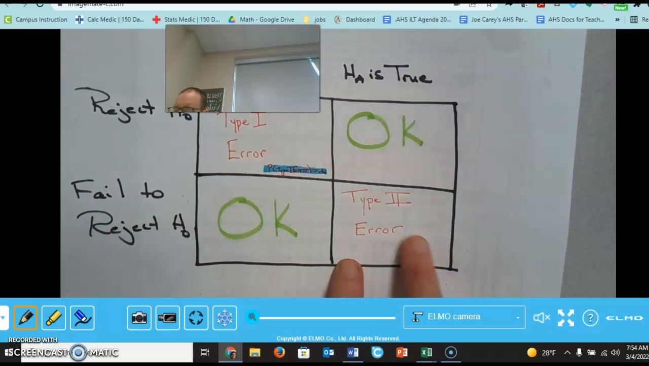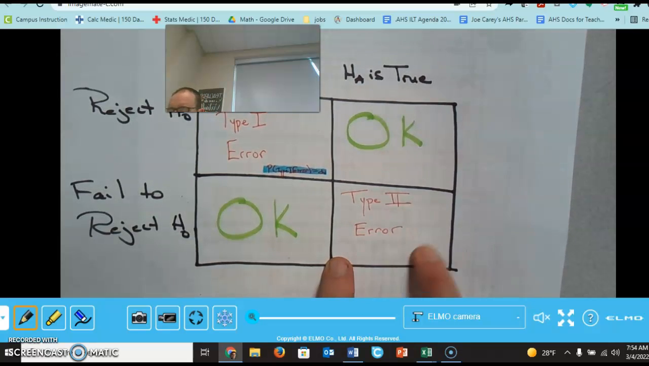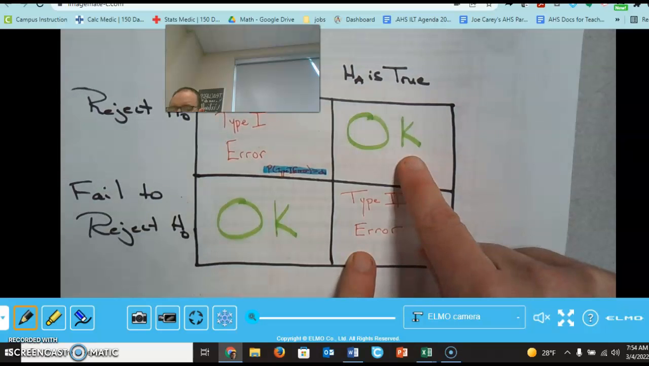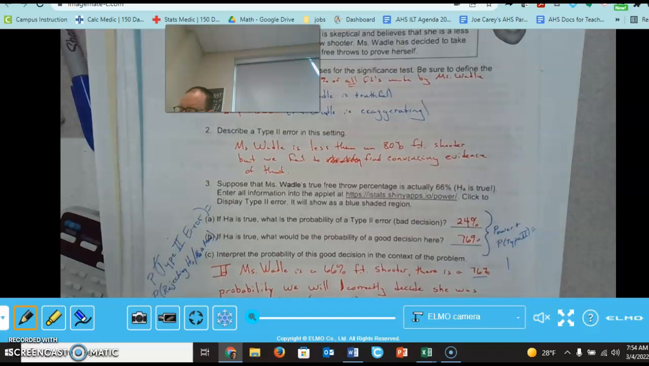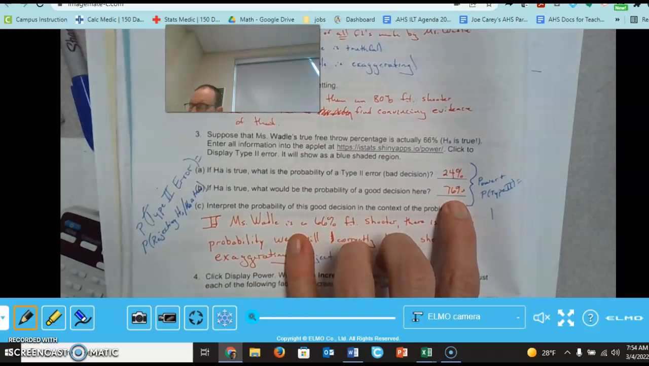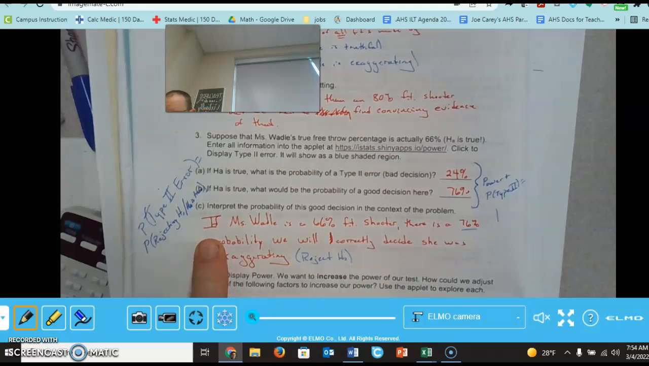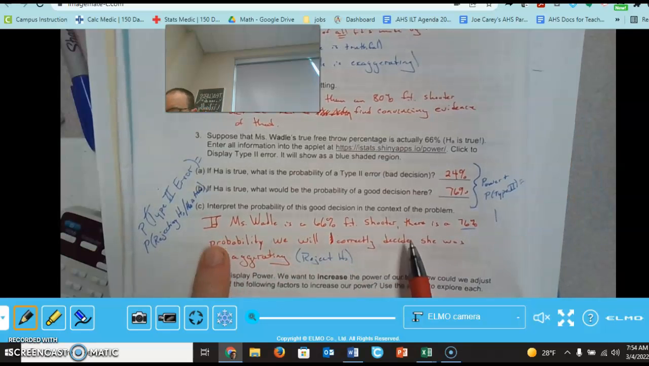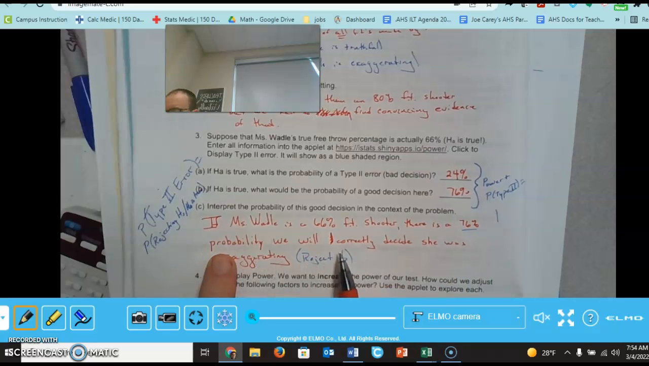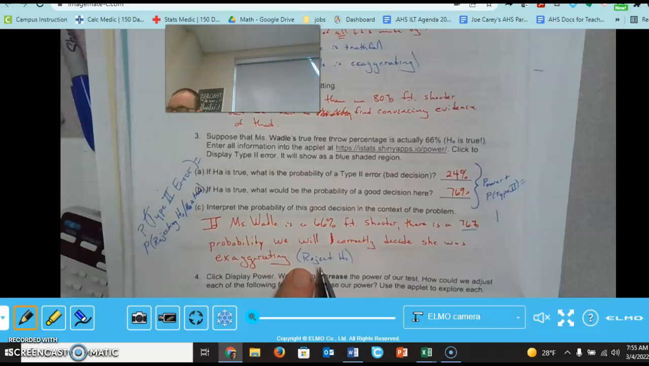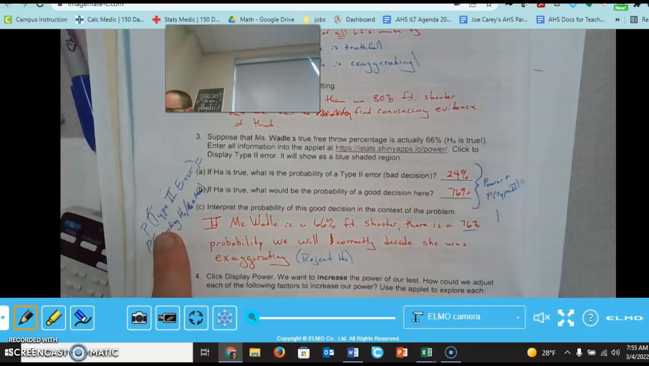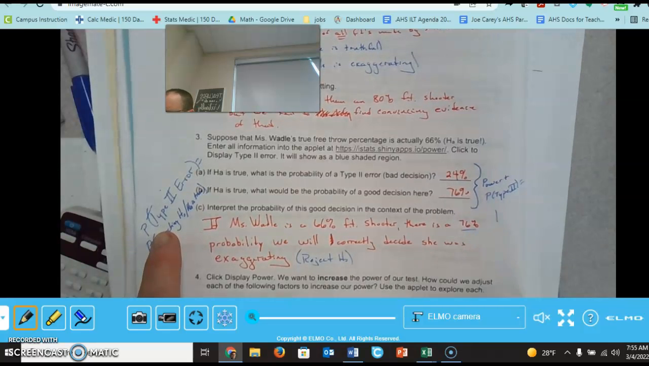The website just told us that this probability under these conditions would be 24%. So this probability must be 76%. And that's where this number comes from. So to interpret that value in the context, we would say if Miss Wadley is in fact a 66% free throw shooter, there's a 76% probability that we will correctly decide that she was exaggerating. There's a 76% probability that she will correctly reject the null. This idea right here is called the power of the test.